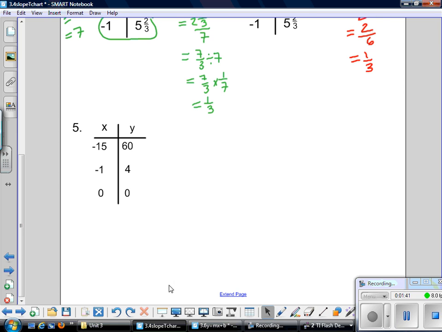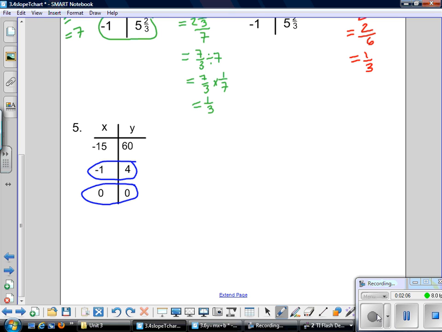Now, to be honest with you, if I have the numbers that are in this table of values, I'm going to choose the easiest way out, and I'm going to choose 0, 0, because 0, 0 is an easy number to work with, and I would probably choose the negative 1, 4. I could use the negative 15 and 60, but then I just have to work a little bit harder.